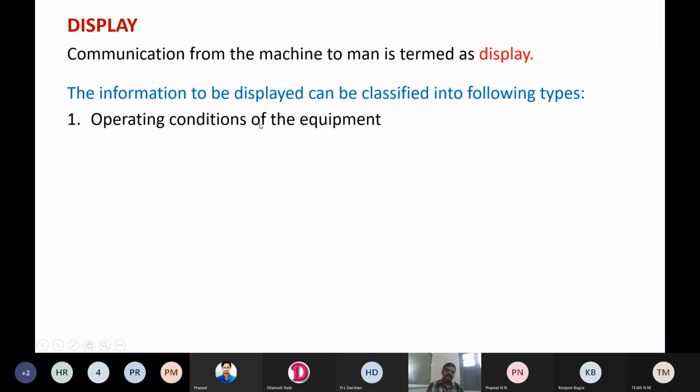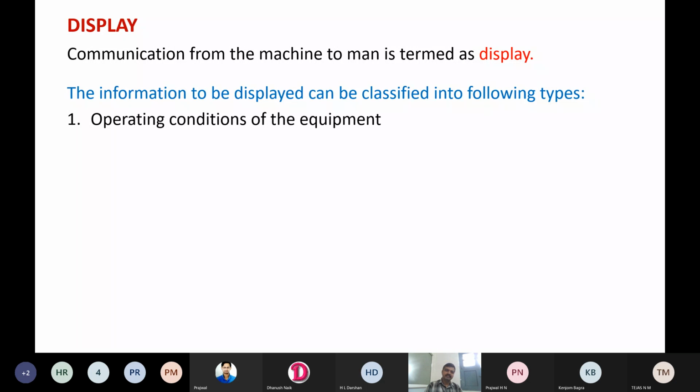First, operating conditions of the equipment. When you are operating an equipment, consider the pneumatic system that you operate in the hydraulics and pneumatics lab. If you look at the pressure, you have to consider at what pressure you are operating the pneumatic system, whether the pressure is 3 bar, 2 bar, or 1 bar. That is the operating condition. That is one of the examples.